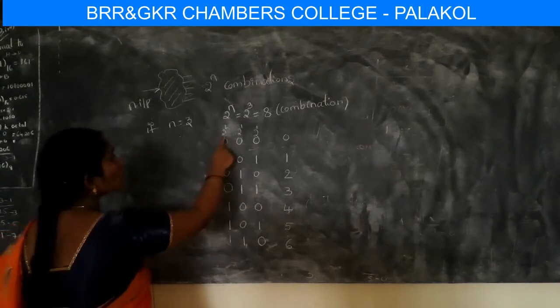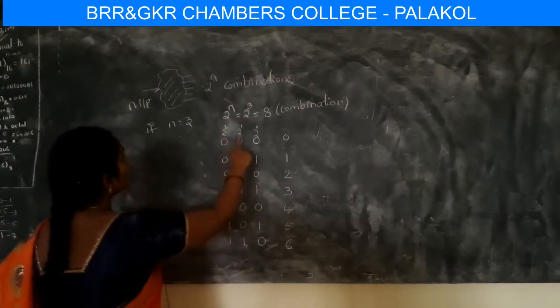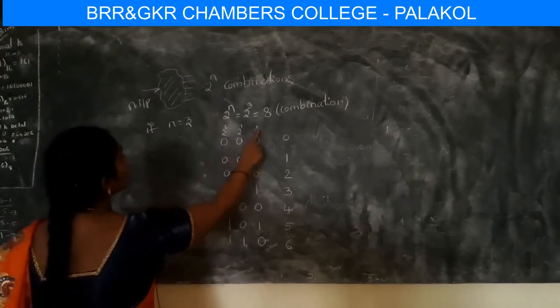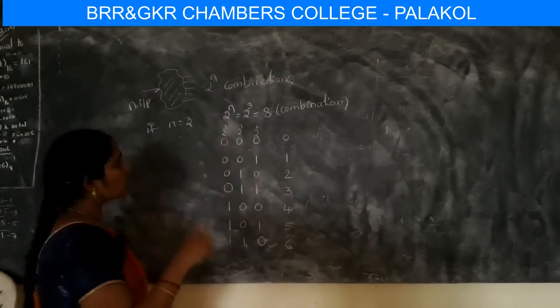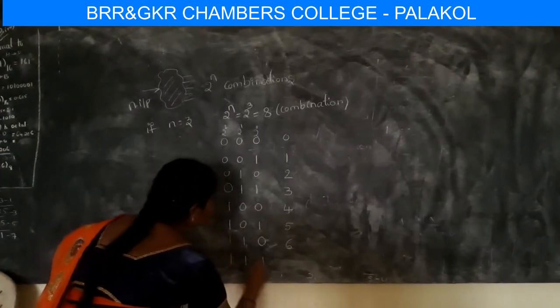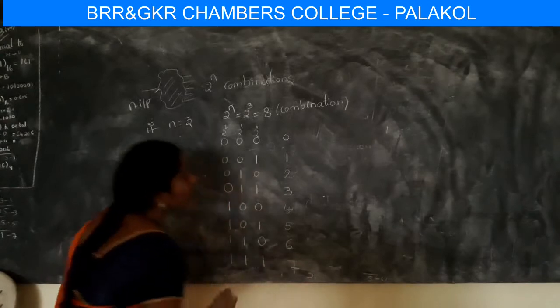And after that the number 7. So that means 2 square is 4 and 2 power 1 is 2, 4 plus 2 is 6, and 2 power 0 is 1. That means 4 plus 2 plus 1, that is nothing but 7. So here this is the equivalent number 7.